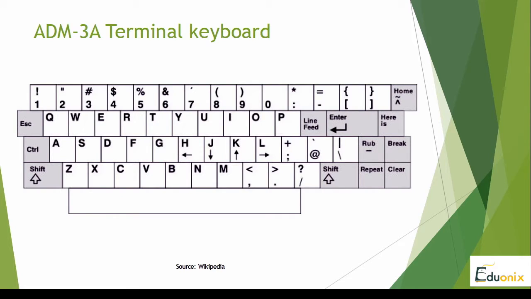This is a sample keyboard of an ADM3A terminal. Back then, computers were not as we know them at the moment. They consisted of terminals, and those terminals were connected to the mainframe, which is a very large computer called a server, and these terminals were connected to it via serial cables, and those terminals had this keyboard. As you can see, it does not contain the arrow keys. It does not have any arrow keys, just the letters, the numbers, and the symbols. It's a very simple keyboard.